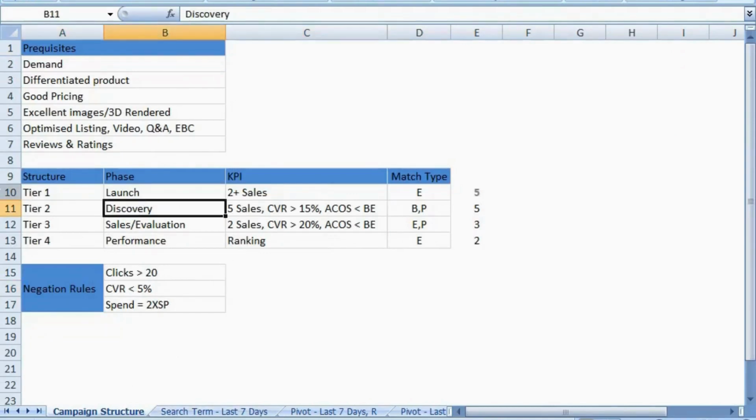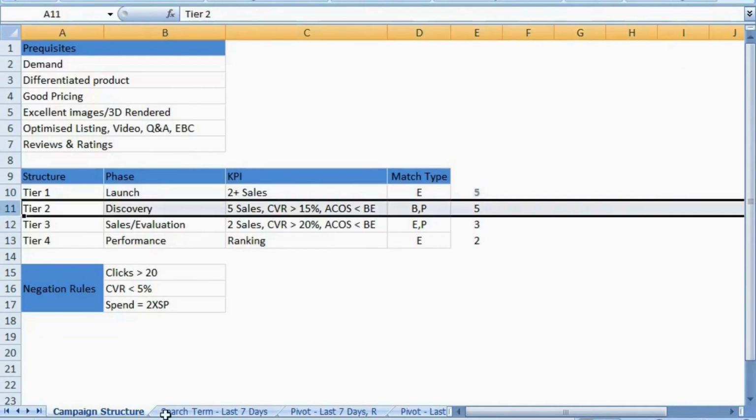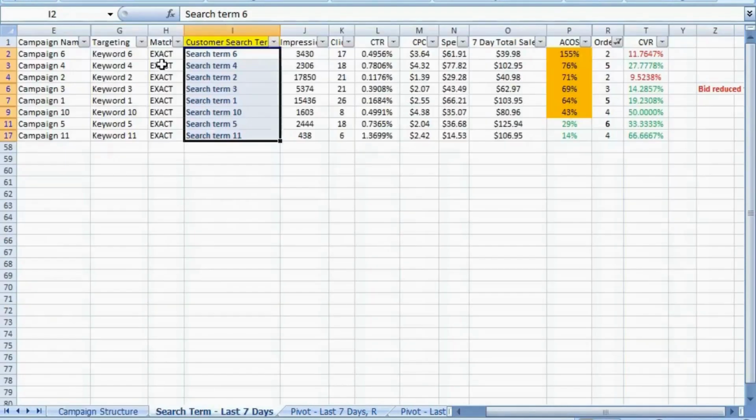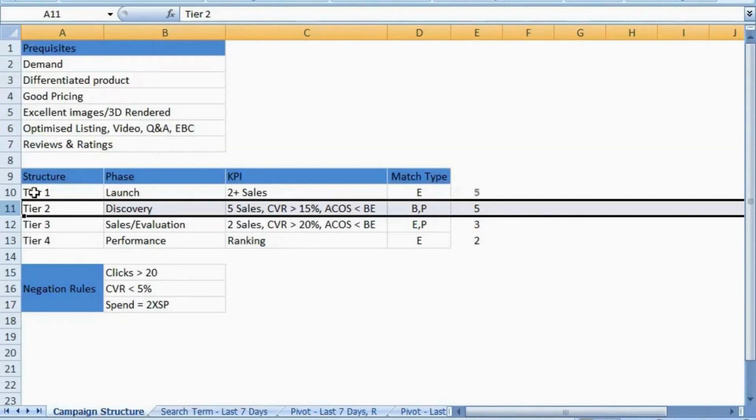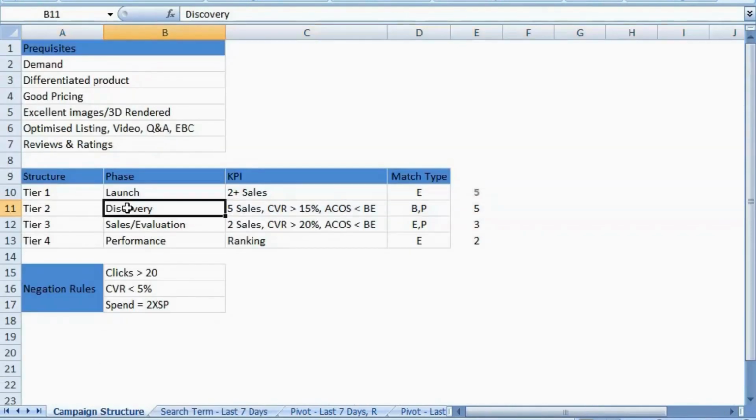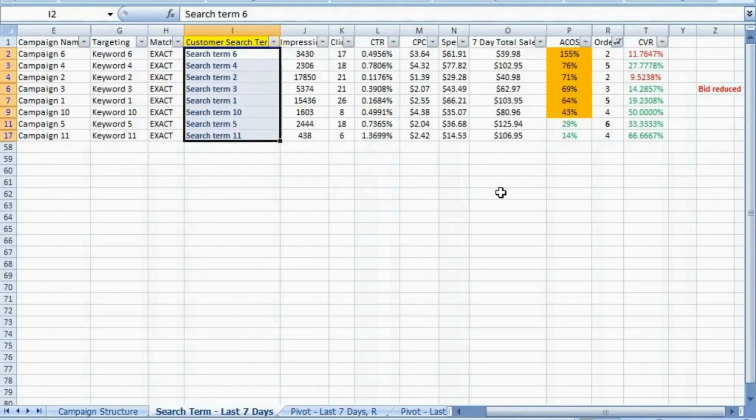So this is exactly what we spoke about here, right? Now you see launch and discovery. We said if you're transitioning from tier 1 to tier 2, you see these are all exact match campaigns. You have search terms which have given you 2 plus sales. You are going to put them in discovery. You are going to initiate broad and phrase match campaigns with a goal of 5 sales, conversion greater than 15%, ACOS within your target, within your gross margin, right?